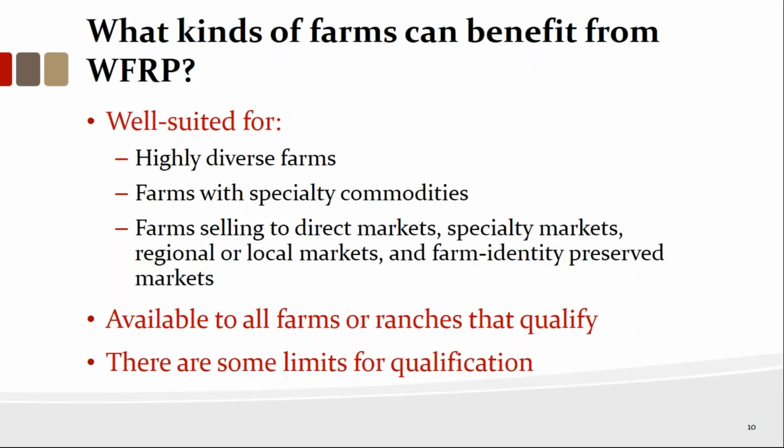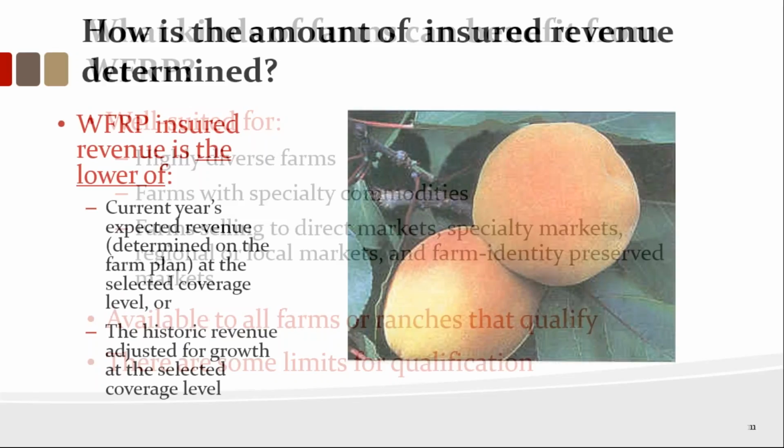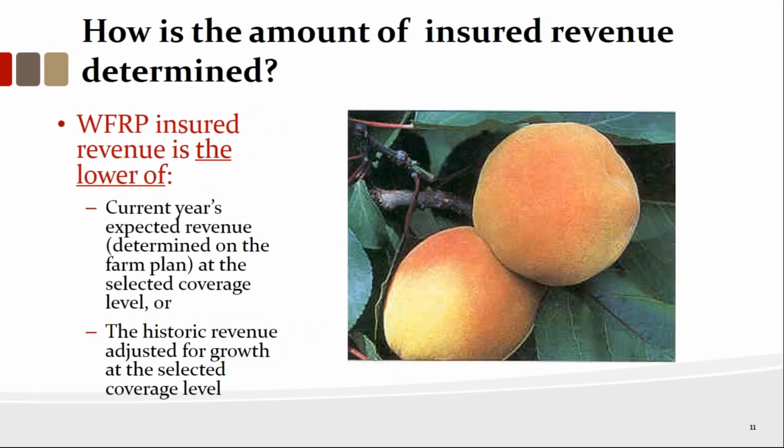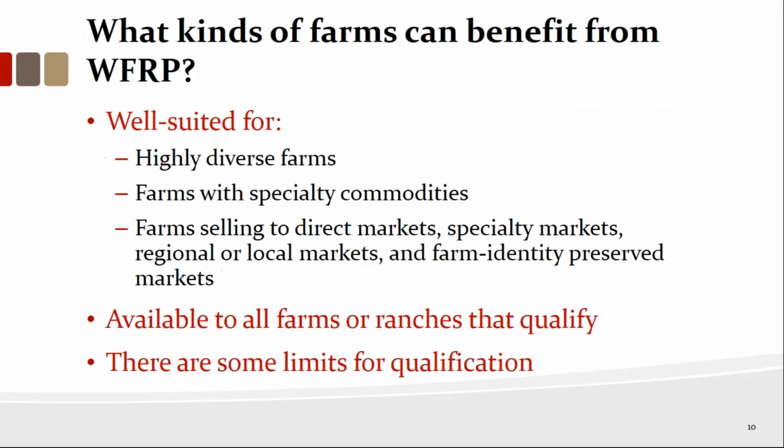Okay, so diverse farms, it's definitely suited for them. One crop, it's okay, but if you have more than one crop, the subsidies and the diversification factors make it a really outstanding product. It's available to all farms and ranches that qualify. There are some qualifications, and there are a couple more exclusions. One of them is later in the slides, but I'll go ahead and hit it since I'm on this topic of what's available.